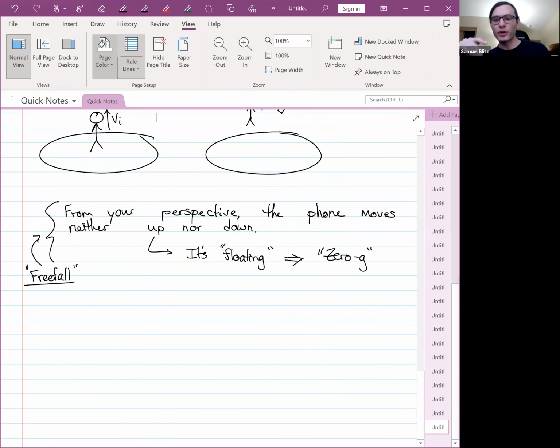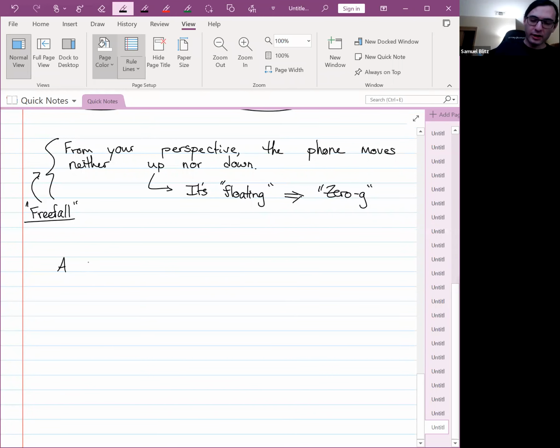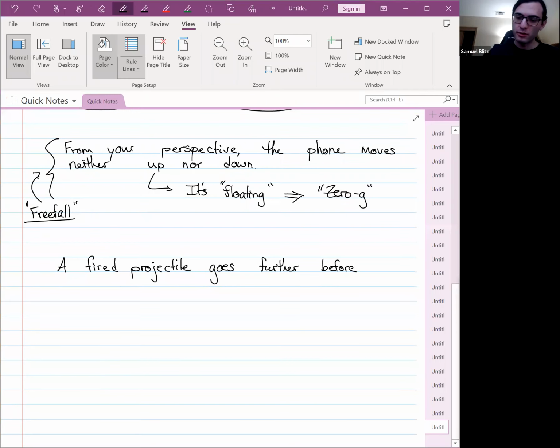So this is to say, whether your motion is straight up and straight down, or in a parabola, like a projectile, it doesn't matter. Anything that is under the influence of just gravity experiences free fall, i.e. it experiences 0g. But one thing that we should note is that a fired projectile goes further before hitting the ground the faster it was launched horizontally.